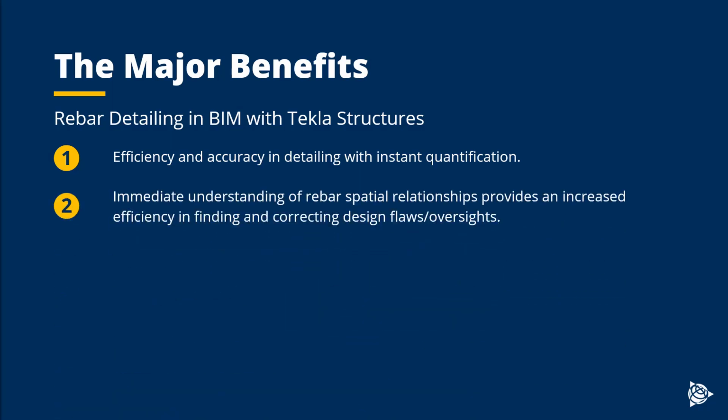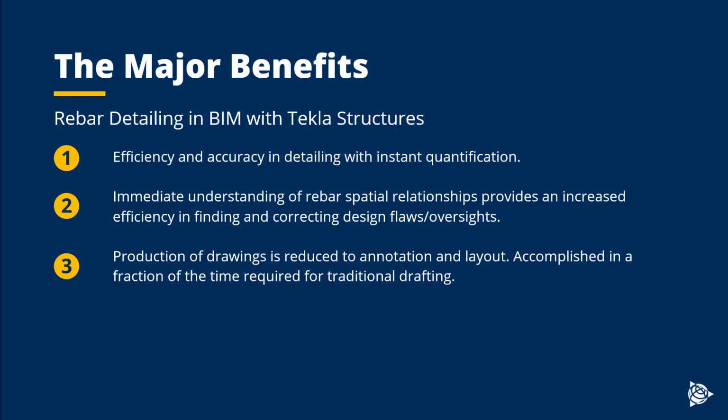Immediately, we understand the rebar's spatial relationship to itself and other objects in the model. This provides an increased efficiency in finding and correcting design flaws and oversights. Now, by creating a constructible model with our reinforcement, we can immediately see these issues pop up as we're modeling. The majority are caught visually, and then we can use clash detection to ensure nothing has been missed.